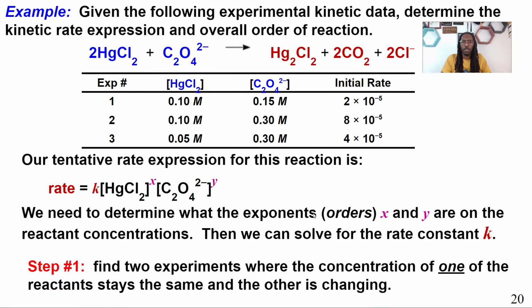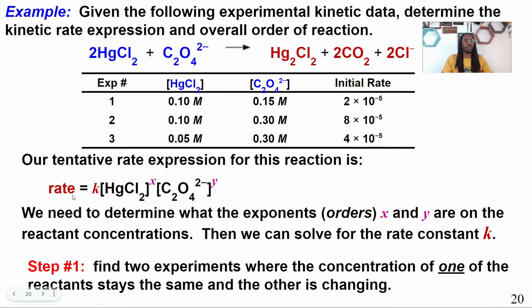So let's talk about how we're going to find the kinetic rate expression and the overall order of our reaction today. The first thing you always want to do with these kinetic problems is set up your rate law. If you remember, rate equals k times the concentration to whatever order. Because we have 2 reactants, each reactant is going to have its own order.